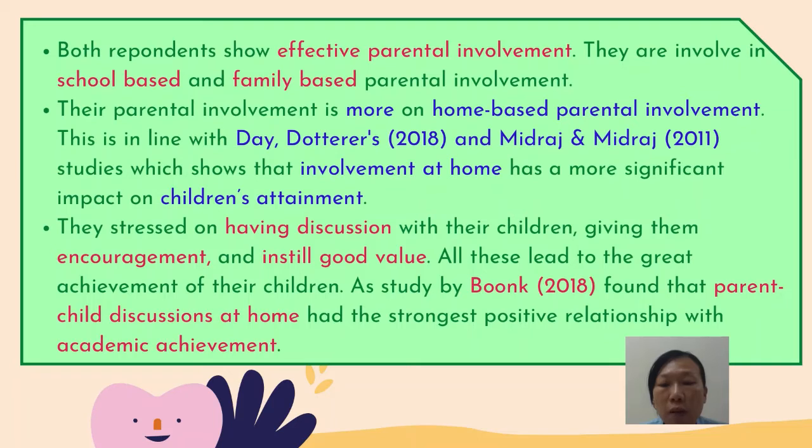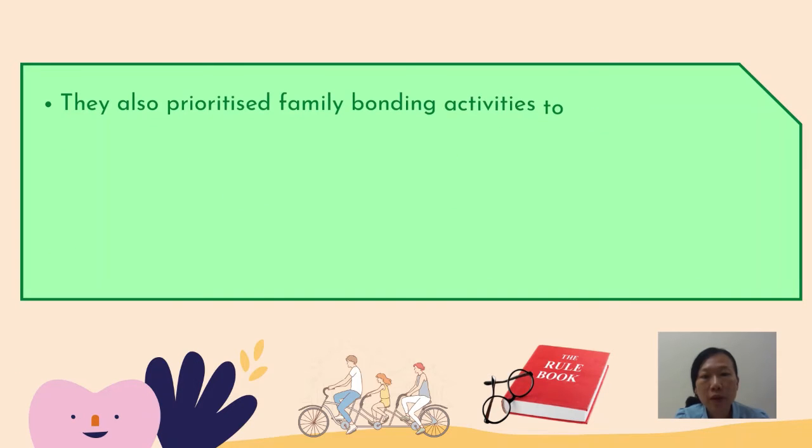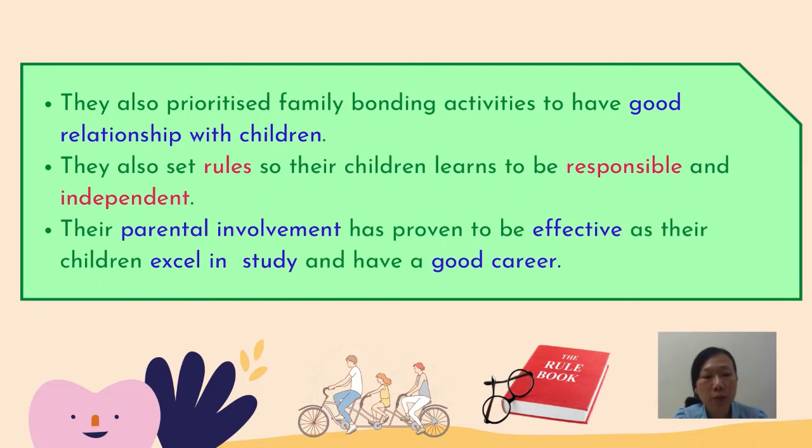A study by Bong found that parent-child discussion at home had the strongest positive relationship with academic achievement. They also prioritize family bonding activities such as watching TV together, doing some reading, shopping, or visiting friends to have a good relationship with their children. They also set rules such as study time every night from 8 to 9:30, not to hang out late, and finish work before enjoying themselves, so that their children can learn to be responsible and independent. Their parental involvement has proven to be effective as their children excel in study and have a good career.